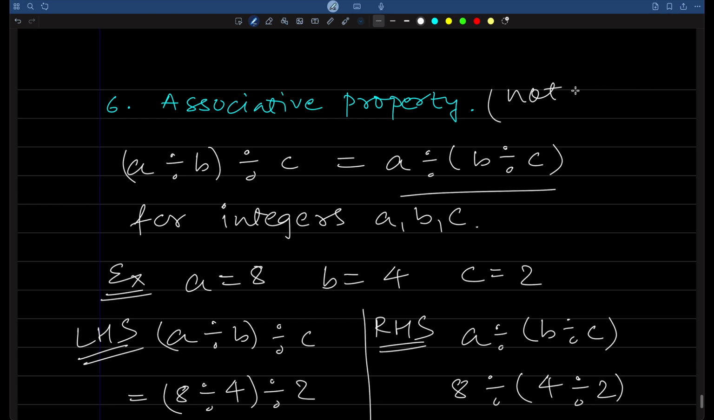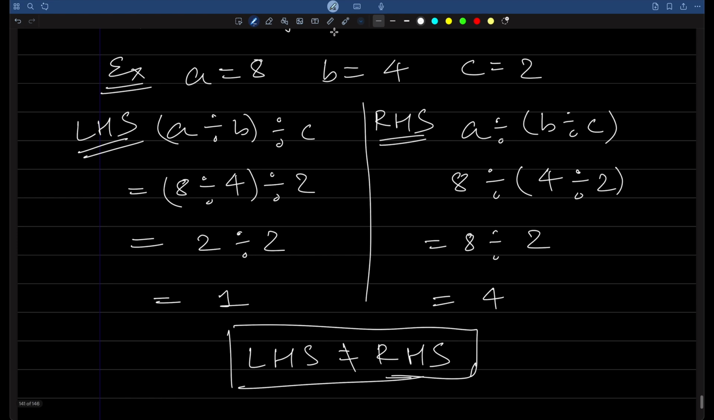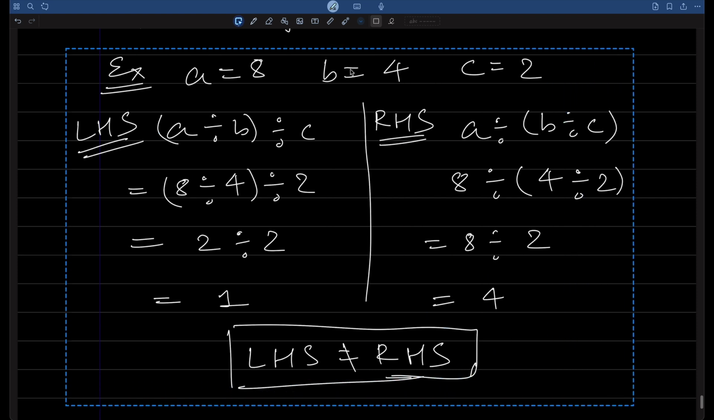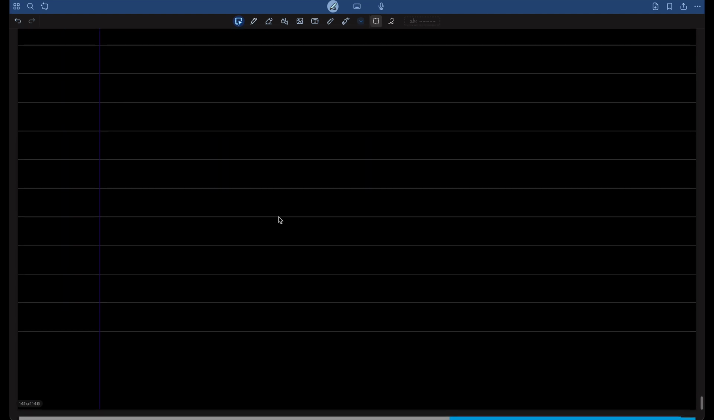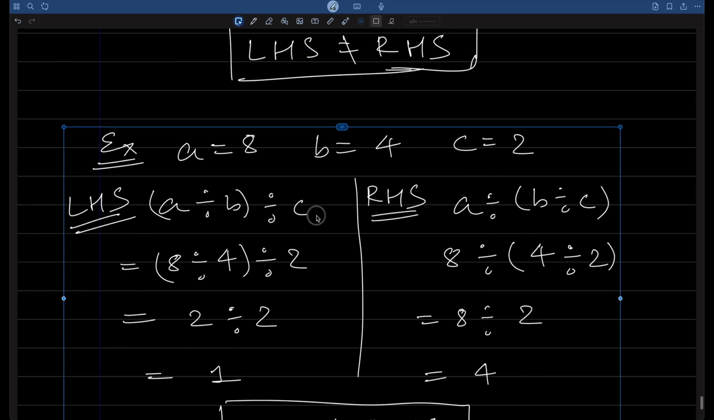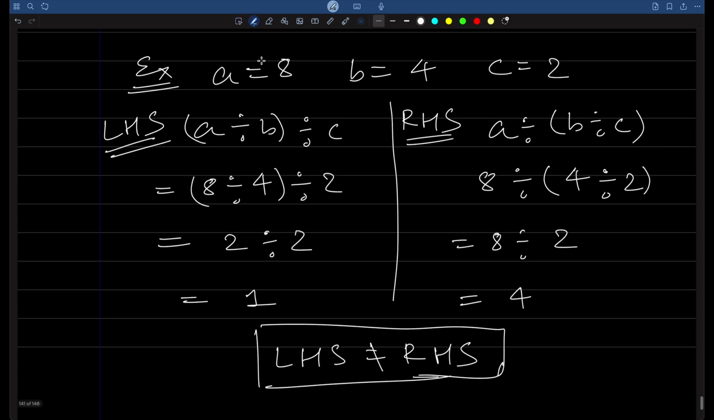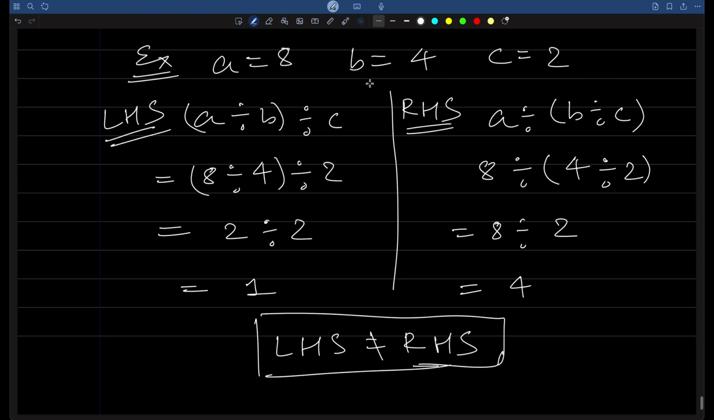We can say not true for integers. We can take the same example for negative integers, that is, let us take b equals to minus 4.